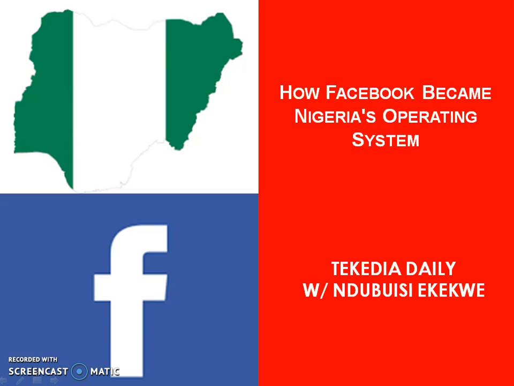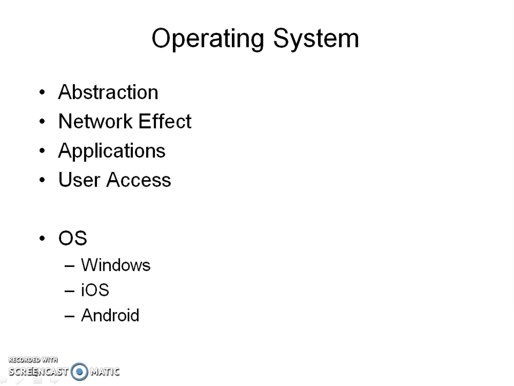Conversation today will focus on how Facebook has become the leading operating system in Nigeria. Of course, if you look into the operating system, which is essentially a specific class of software, when you see it, it has some very basic features. It brings an abstraction of hardware, also needs drivers and network effects. The more people use it, the more people adopt it, the better it becomes.